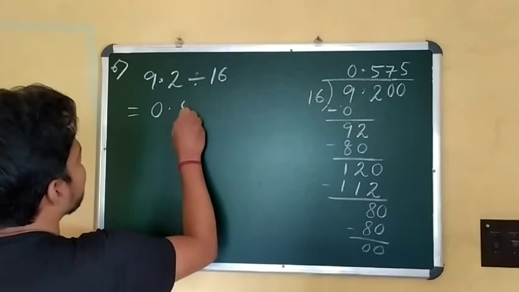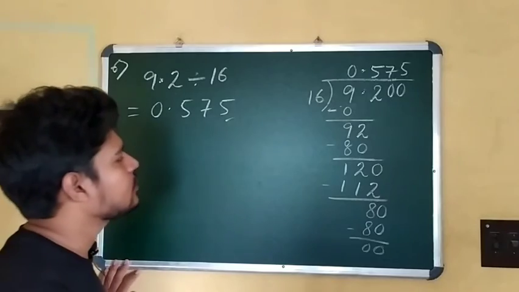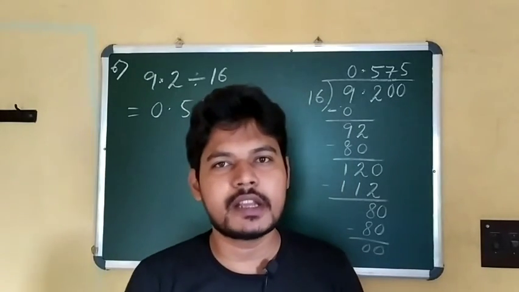So 0.575 is our answer of this division. So I hope all of you understood this very clearly.